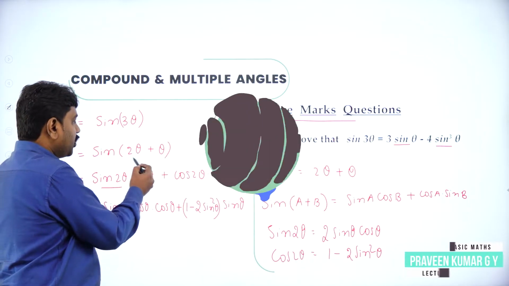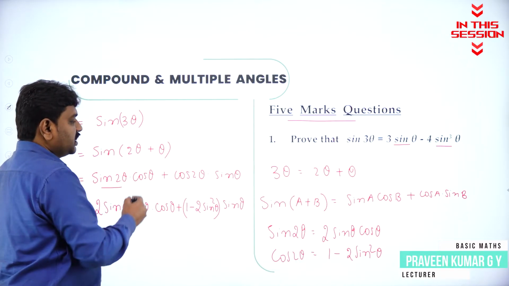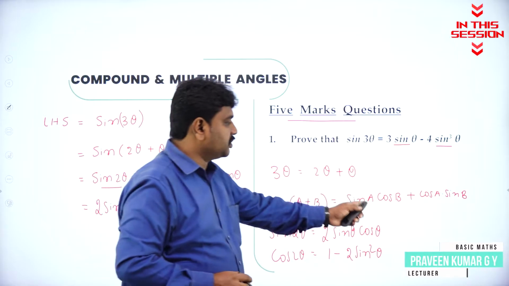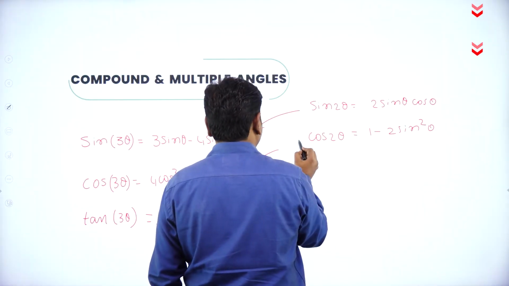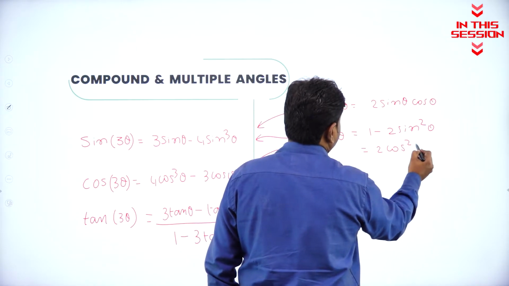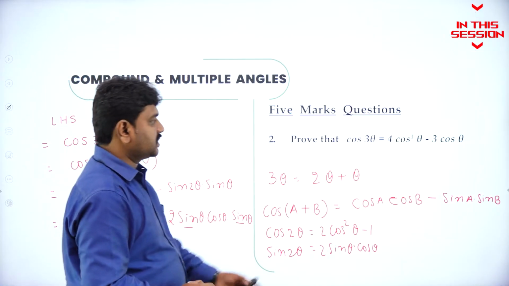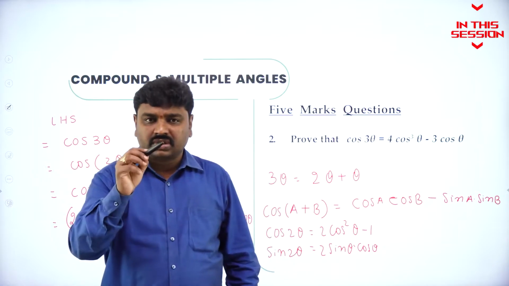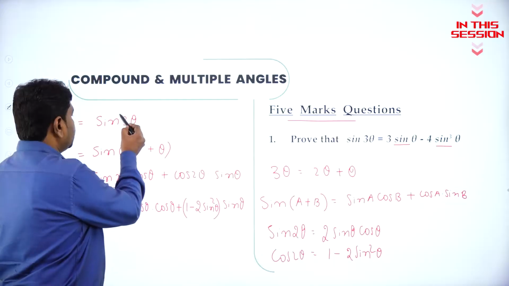Then it is in the form of compound angle sin of a plus b. So sin of a plus b can be written as sin a cos b plus cos a sin b. For the other compound angle, for this we use this as 2 cos square theta minus 1. So when you observe, RHS is made up of only cos. So convert sin square to what? Cos.